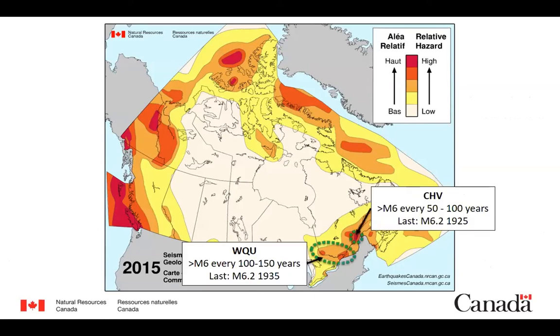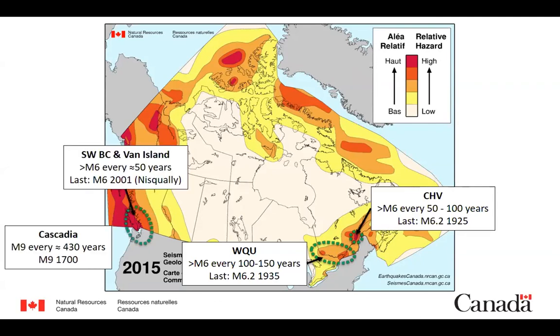And just to put some numbers on here, in Charlevoix, we expect a magnitude 6 or larger on the order of every 50 to 100 years, the last one being in 1925. In the West Quebec zone, we expect a magnitude 6 or larger on the order of 150 years, the last being in 1935. And just for context, if we look at southwestern British Columbia and Vancouver Island, we expect a magnitude 6 on the order of every 50 years, the last one being the 2001 Nisqually earthquake. And again, Cascadia is where we get these magnitude 9 events on the order of every 400 or 500 years.